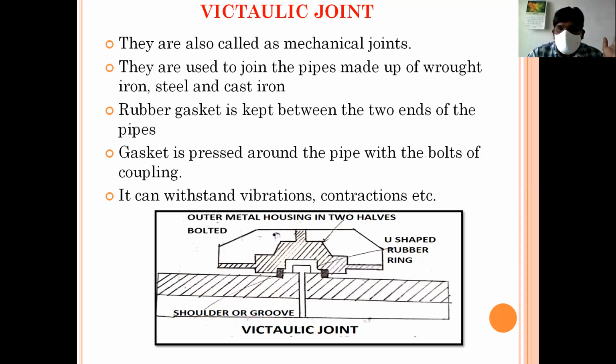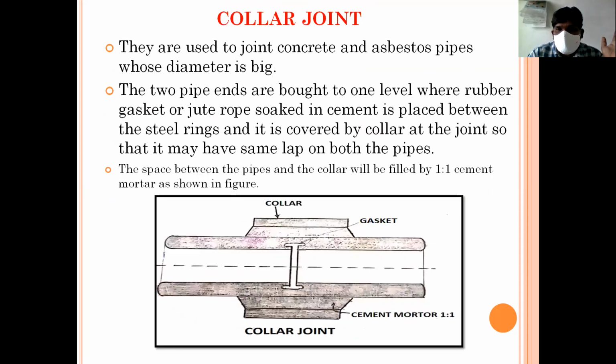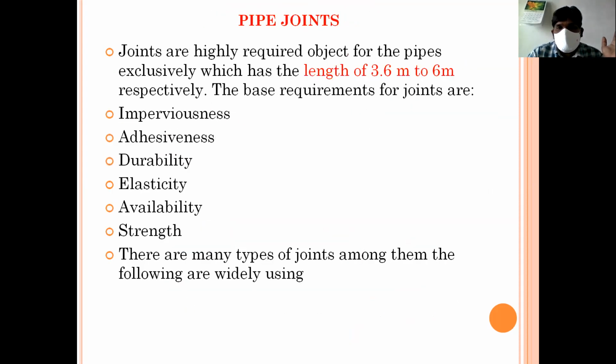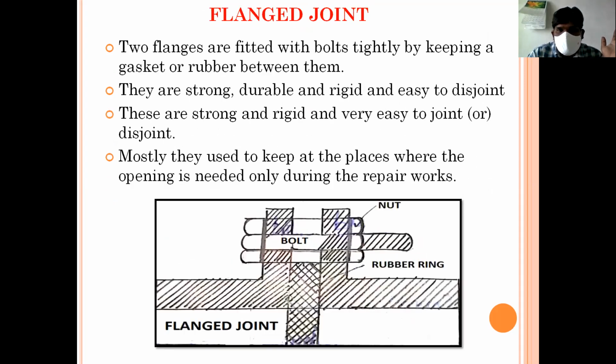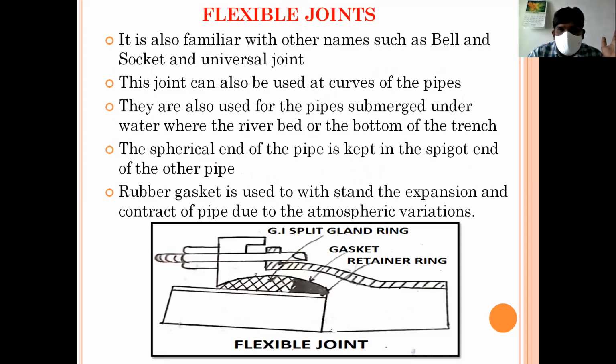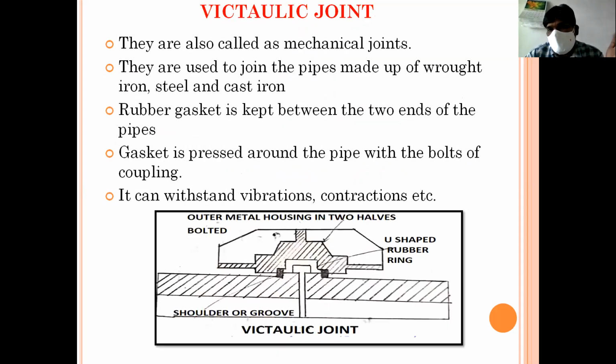Up to now, we have seen almost 6 or 7 types of joints: spigot joint, screw joint, collar joint, flanged joint, expansion joint, flexible joint, and Victaulic joint.